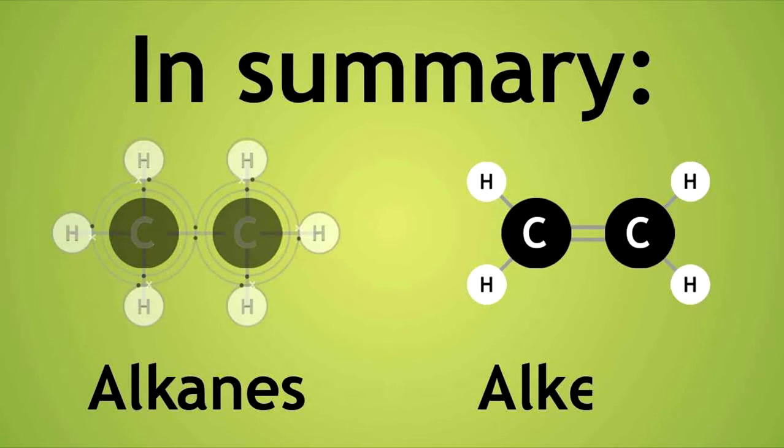Then we have unsaturated hydrocarbons. They have one or more double or triple bonds between carbon atoms. Here we can find alkenes that contain one or more double covalent bonds between carbon atoms in a chain. The general formula for this series is CnH2n. They have the suffix ene.